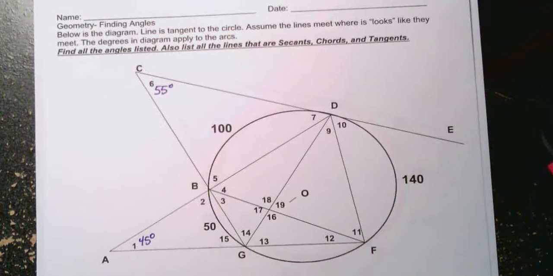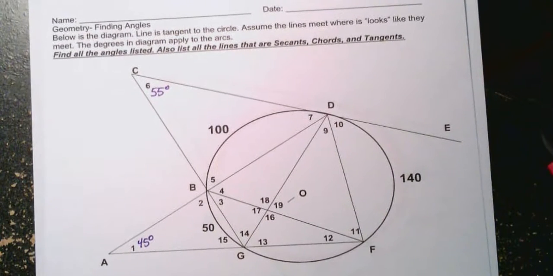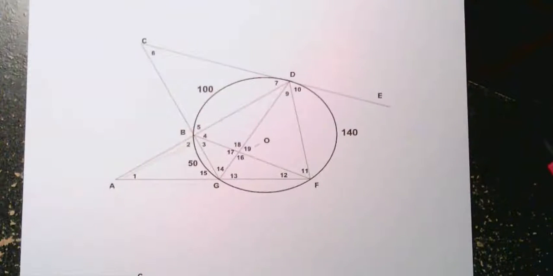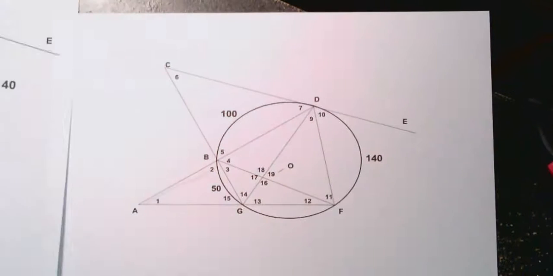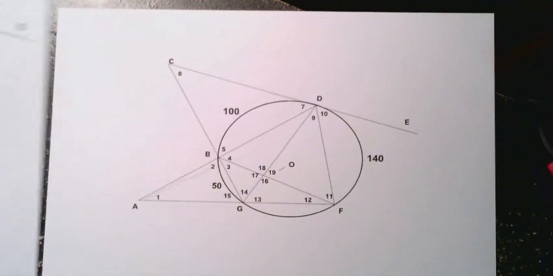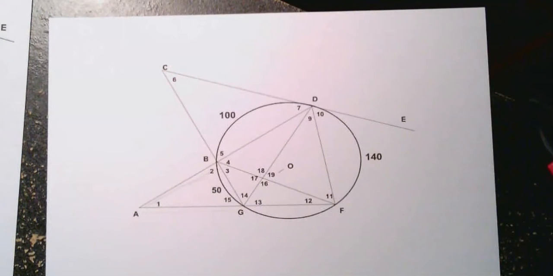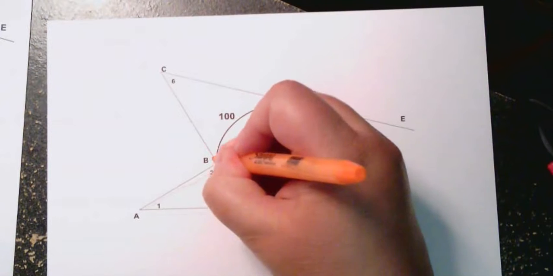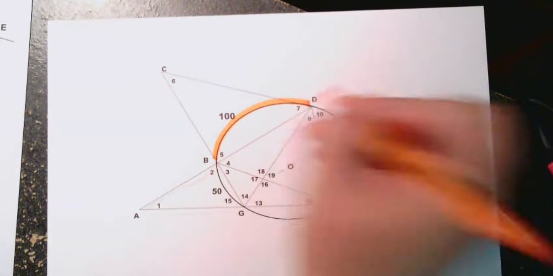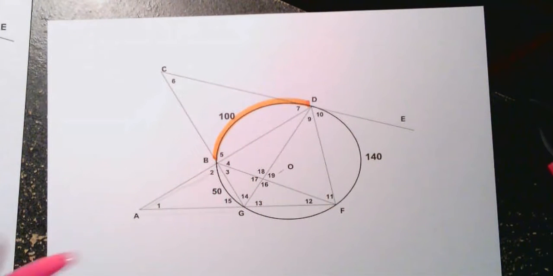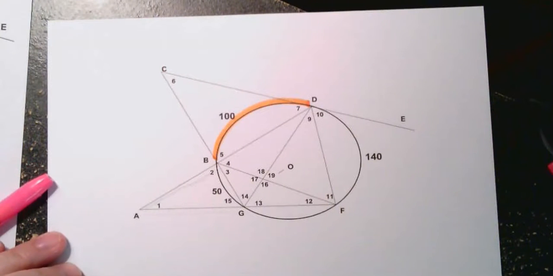Okay, now I'm going to start looking at some of these angles that are inside the circle. What I did here was make myself a bunch of copies of the drawing so that I could highlight just the part I want, because it's hard to look at just part of it at one time when you've got so much going on. So here's what I mean. For instance, see that 100-degree arc?